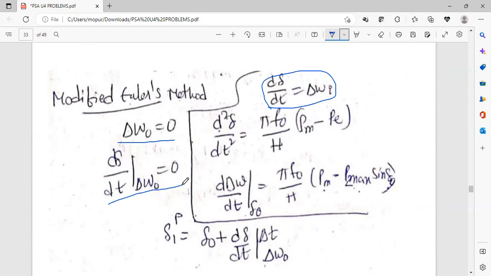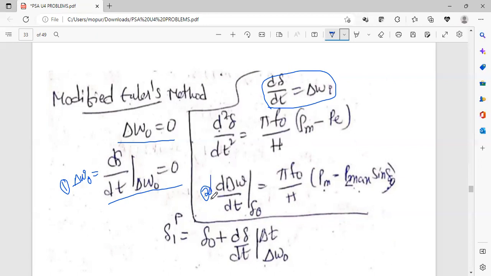Then d square del by dt square can be written as d del omega by dt. So d del omega by dt is equal to, this is actually del omega. This is one formula you should remember. This is the second formula. That is the swing equation, nothing other than the swing equation. d square del by dt square can be written as d del omega by dt.